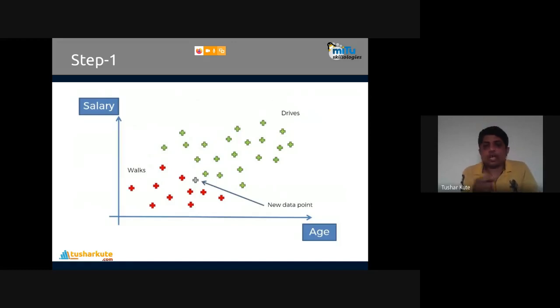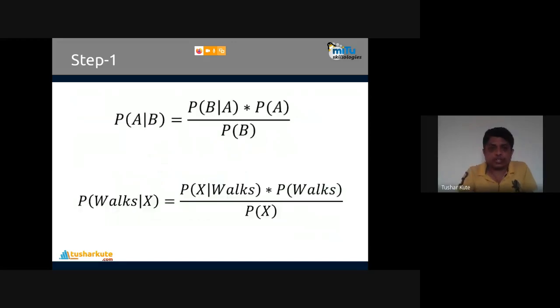I want to get a model and check whether this person will go in the drives category or in the walk category. What is the class of it? To do this, I want to check the probabilities. My theorem is the Bayesian theorem. The probability I want to find is the probability that this new element will go in walk, and the inverse of that will give the drives category.